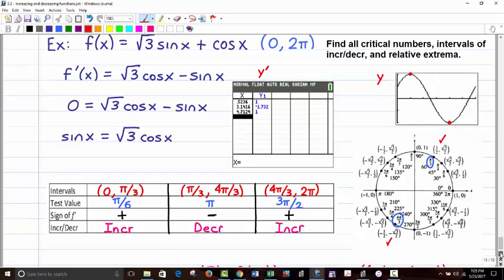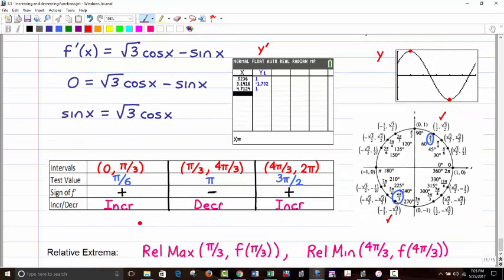So we have a relative max. We're going from increase to decrease at pi over 3, f of pi over 3, whatever that is. And then a relative min right here, because it goes decrease to increase, down then up, at 4 pi over 3, f of 4 pi over 3.